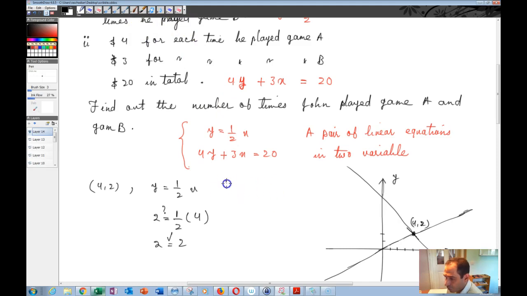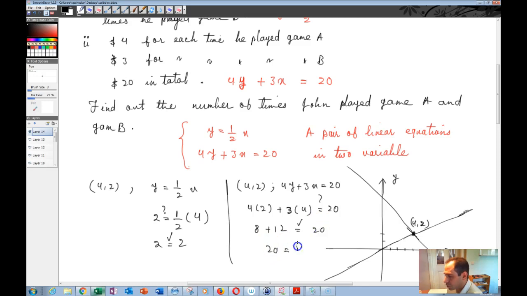Moreover, if you have the same point 4, 2, and if you have 4y plus 3x is equal to 20, if you substitute this point in this equation, you'll get 4 times 2 plus 3 times 4 is equal to 20, and we can verify 8 plus 12 is actually equal to 20. 20 is equal to 20. So the point satisfies this equation as well. So then you can say that this point is actually the solution of this pair of linear equations in two variables.